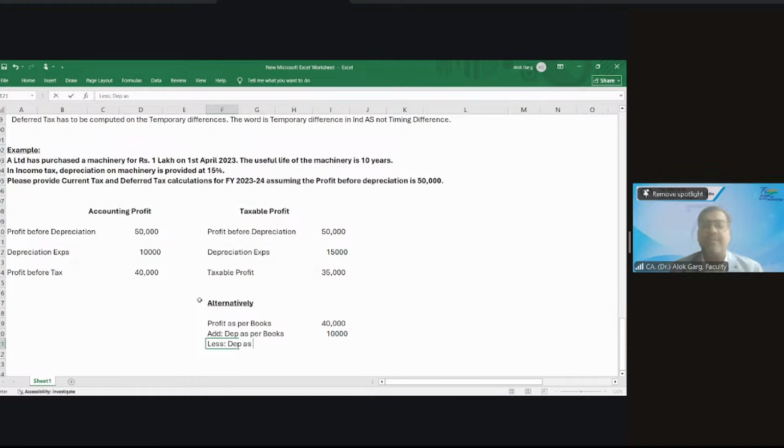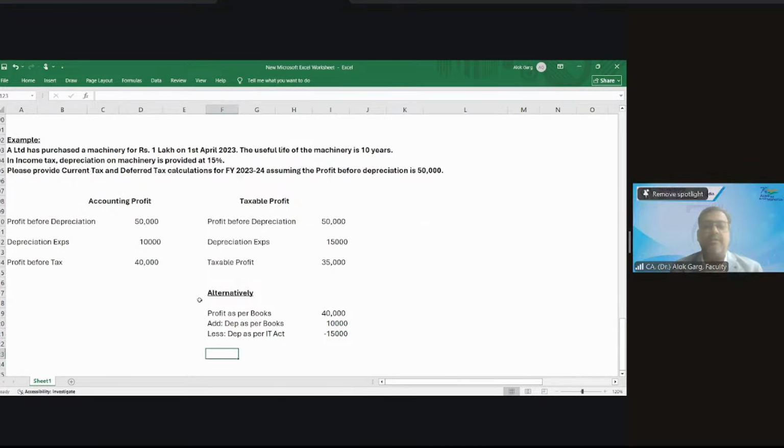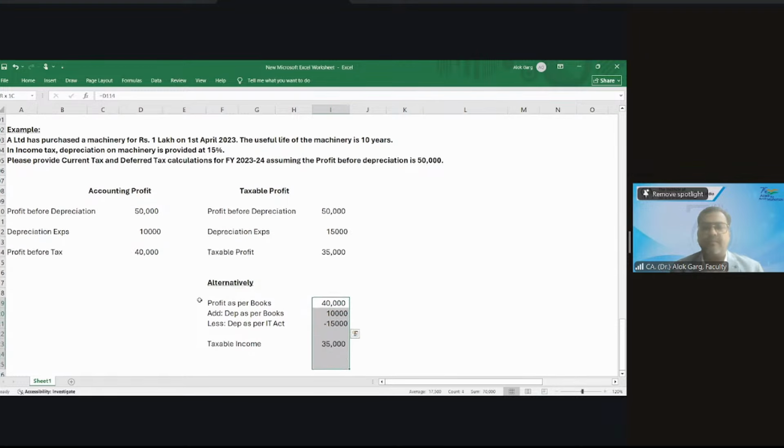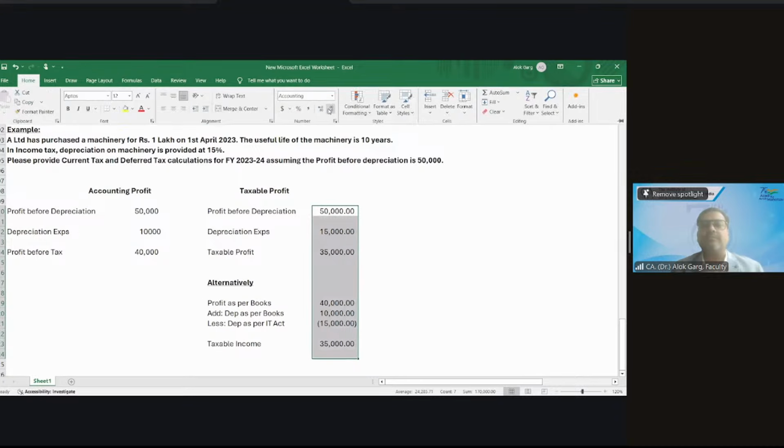Less depreciation as per Income Tax Act. What is your depreciation as per Income Tax Act? 15,000. This is your taxable income. You do it this way, right? Yes, sir. Is it matching or not matching? Yes, it will match.